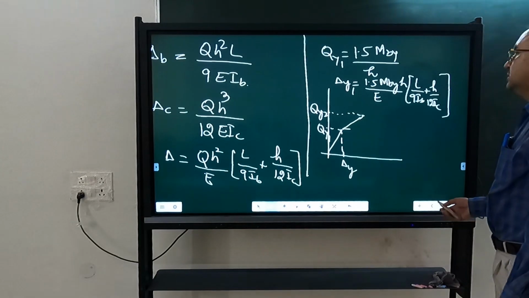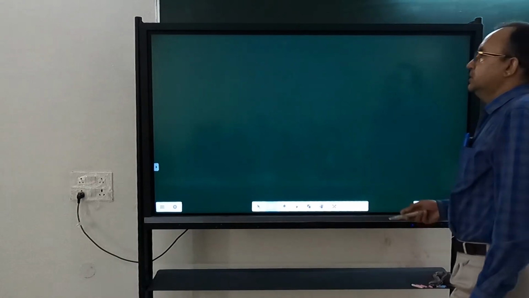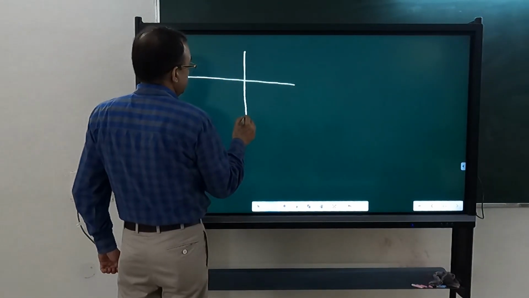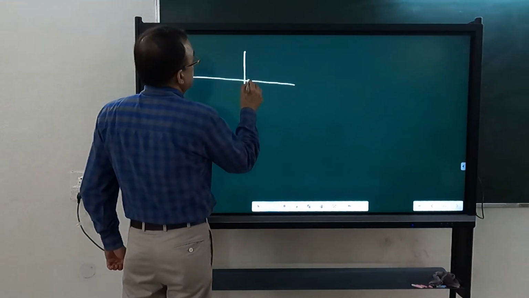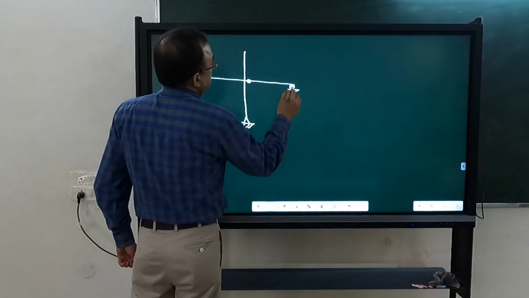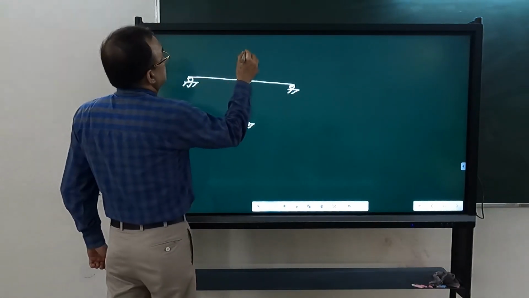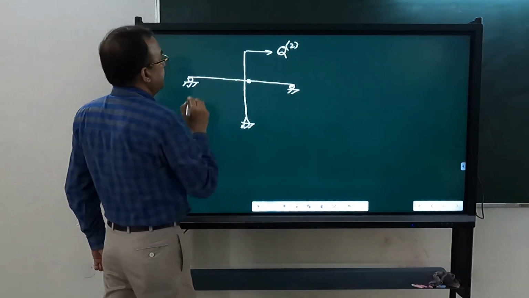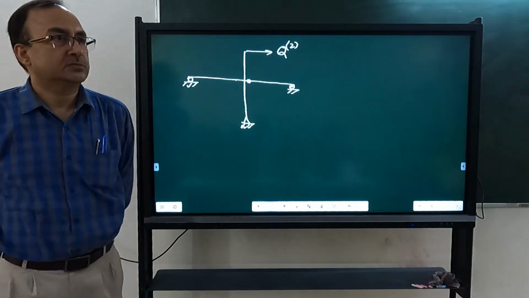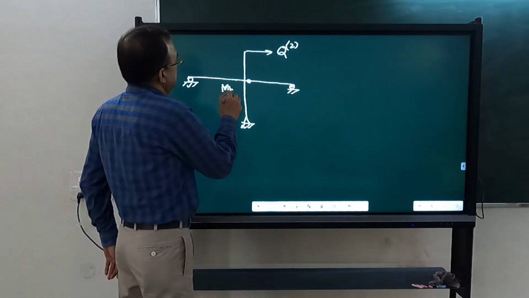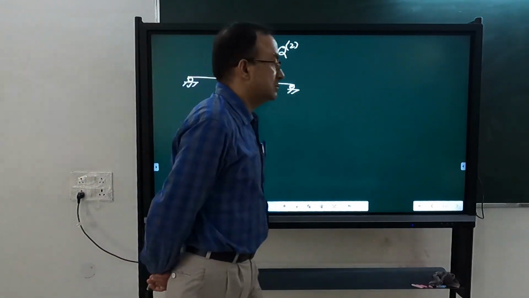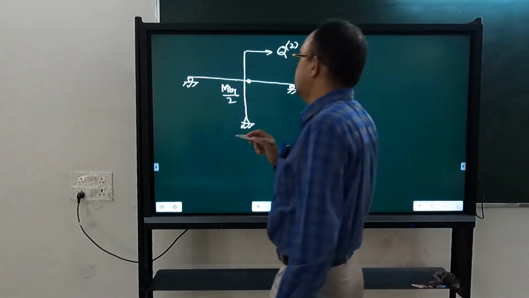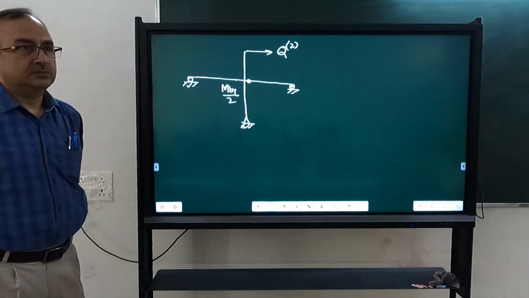So after this QY1, our structure will be... and how much is the balance capacity remaining here? So now you have to solve this to get this Q2.